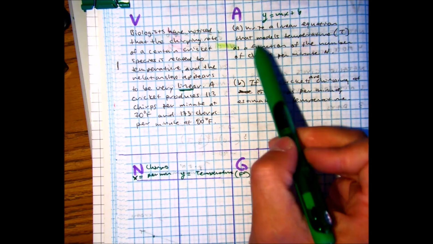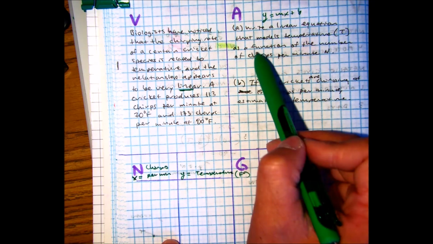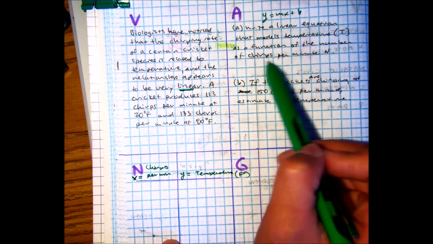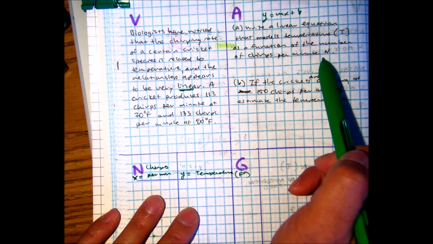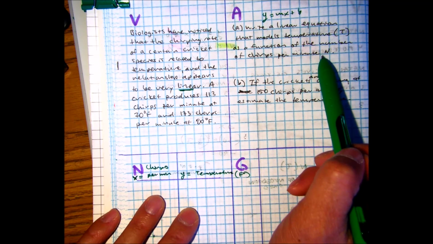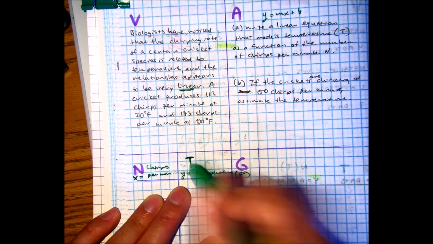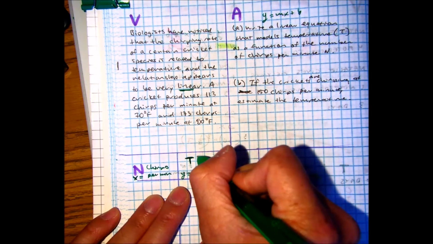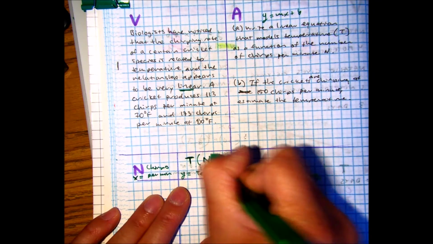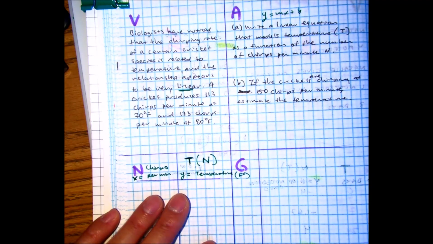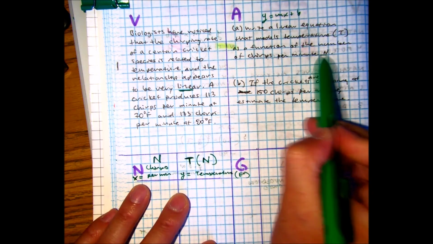Here's a clue on that. Write a linear equation that models temperature as a function of the number of chirps per minute. So if I'm going to write an equation in function notation, I'm going to write temperature is a function of the number of chirps, n. And this is the n for number of chirps. So I'm getting that n from up here.